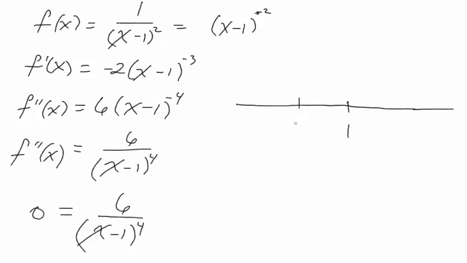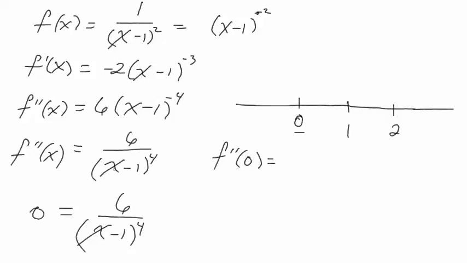Now let's use a test point. 0 is a good test point, and of course 2 is a good test point. You can choose any number you want to the left of 1 and any number you want to the right of 1, but you might as well choose some easy ones, right? So now what we're going to do is take f double prime of 0, find out what that is. Now remember, we don't care about the number itself, we just care about its sign, right? If it's a positive or negative number.